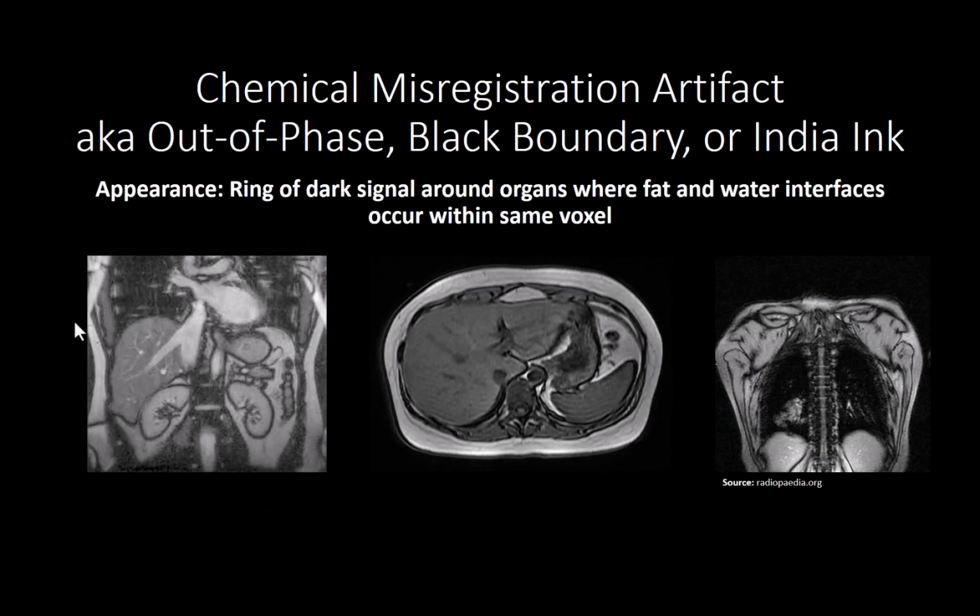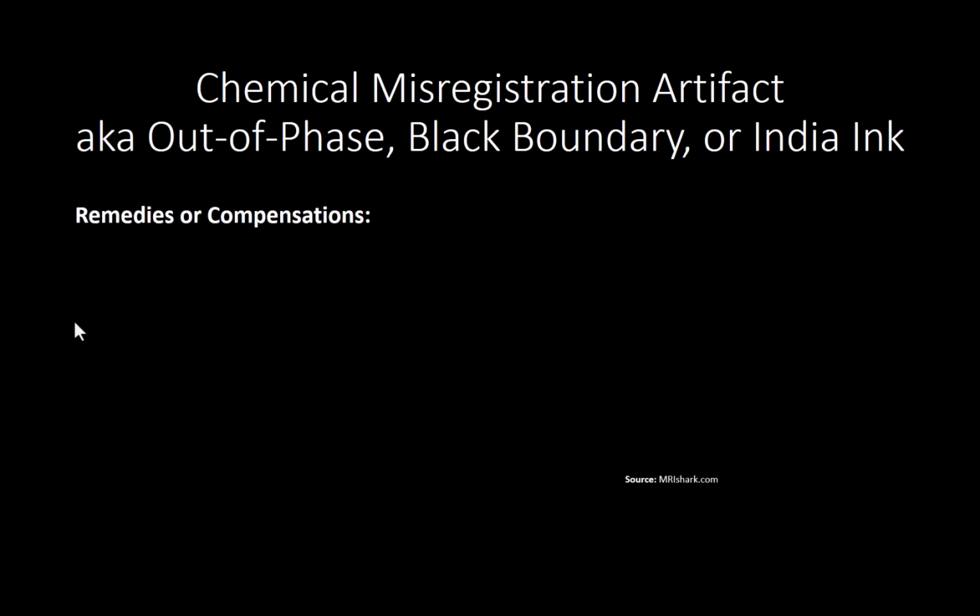The appearance of this artifact is a ring of dark signal around organs where fat and water interfaces occur within the same voxel. So you can see how it gets its name black boundary or India ink artifact, as there is a black highlighter around most major organs. Remedies or compensations for this artifact.